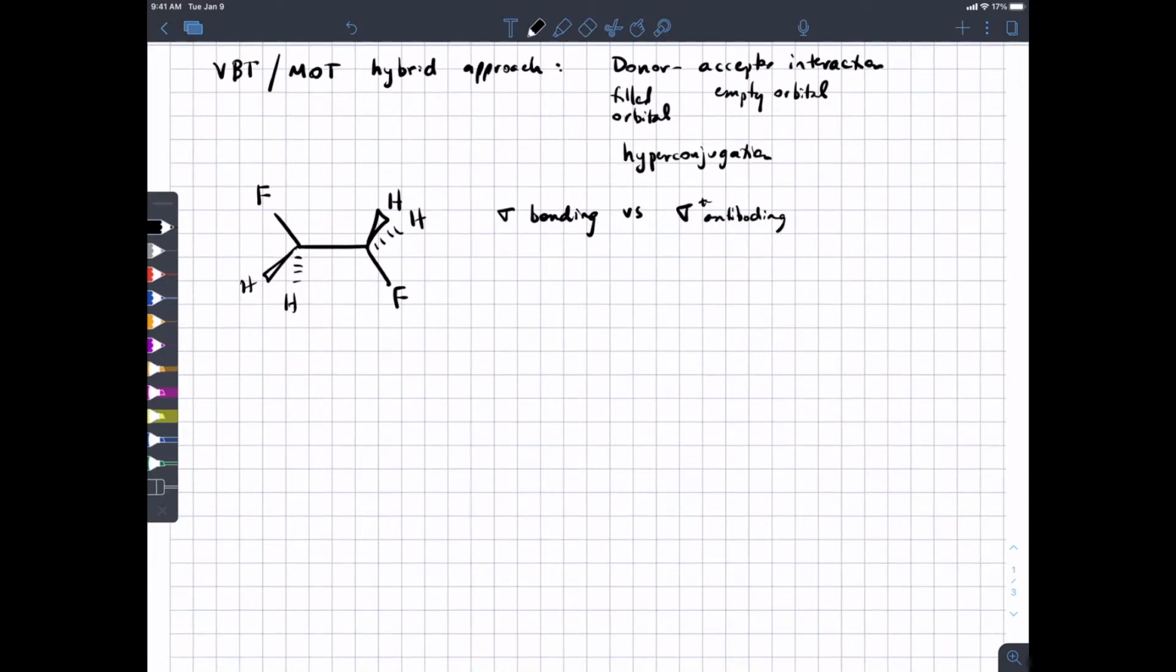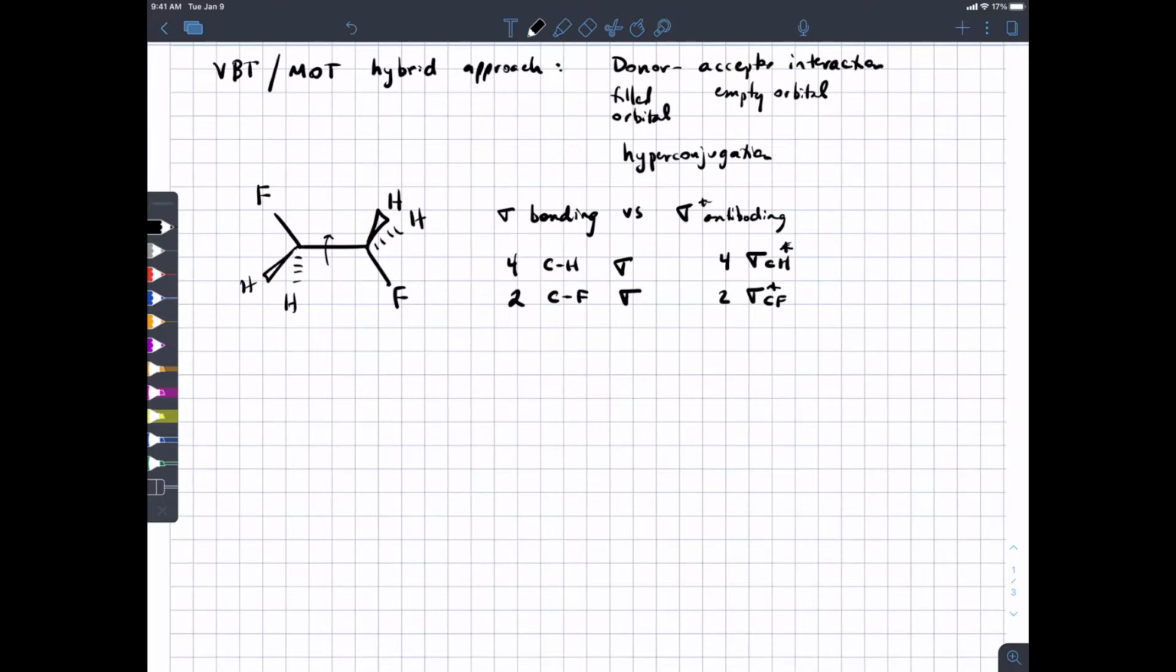All right. We've got a few different kinds of bonds. We've got 4 carbon-hydrogen bonds. And then we have 2 carbon-fluorine sigma bonds. Also, we have a carbon-carbon bond, but we're not involving that at all in this process, other than it's the bond we're rotating around. And of course, if we have 4 carbon-hydrogen sigma bonding orbitals, we should have 4 carbon-hydrogen sigma star anti-bonding orbitals and 2 carbon-fluorine sigma star anti-bonding orbitals.